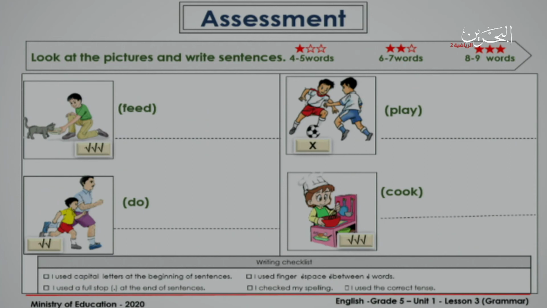And the verb is given here, and pay attention that you might make changes in the verb. You might add an S to the verb. In your sentence, if you write 4 to 5 words, you earn 1 star. If you write 6 to 7 words, you earn 2 stars. And if you write 8 to 9 words in your sentence, you earn 3 stars. You can write your answers on your mini board. And remember, read the writing checklist before you start writing your sentences. Good luck!